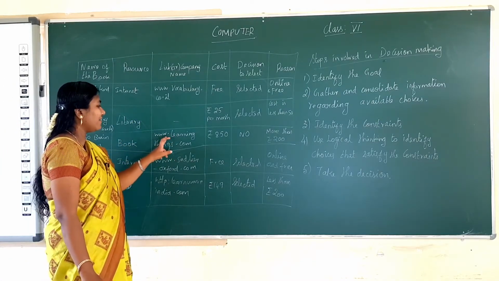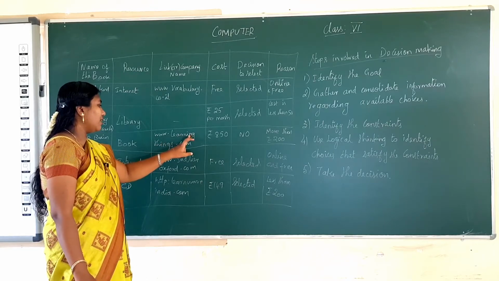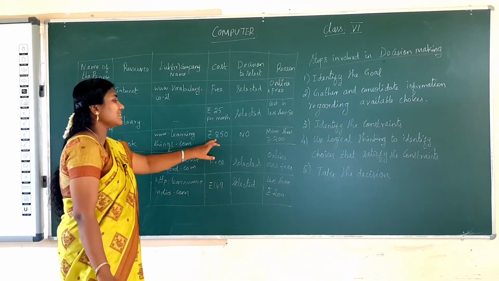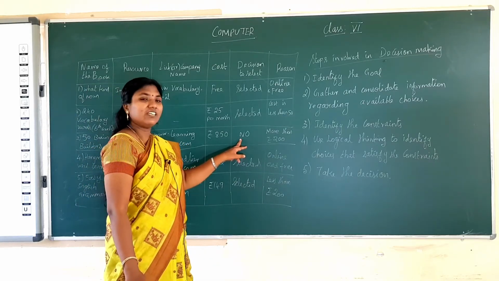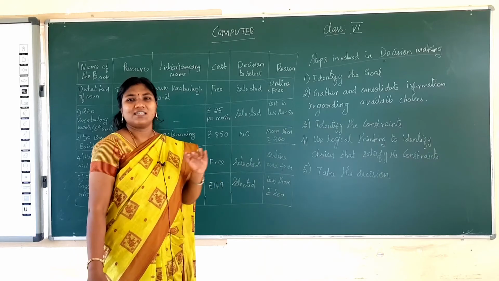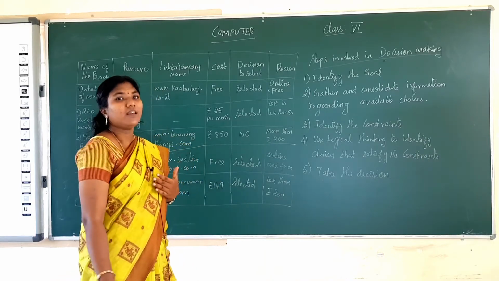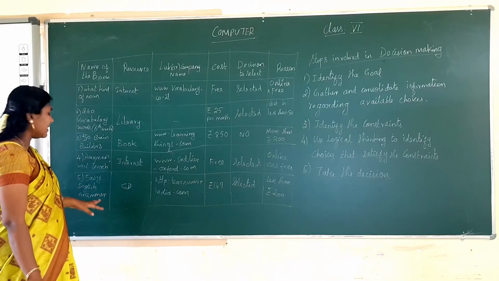Okay, so it is available on the website www.learningthings.com. What is the cost of it? It is rupees 850. So when selecting, I have not selected it because it is above 500. Okay, and the next one, easy English grammar.